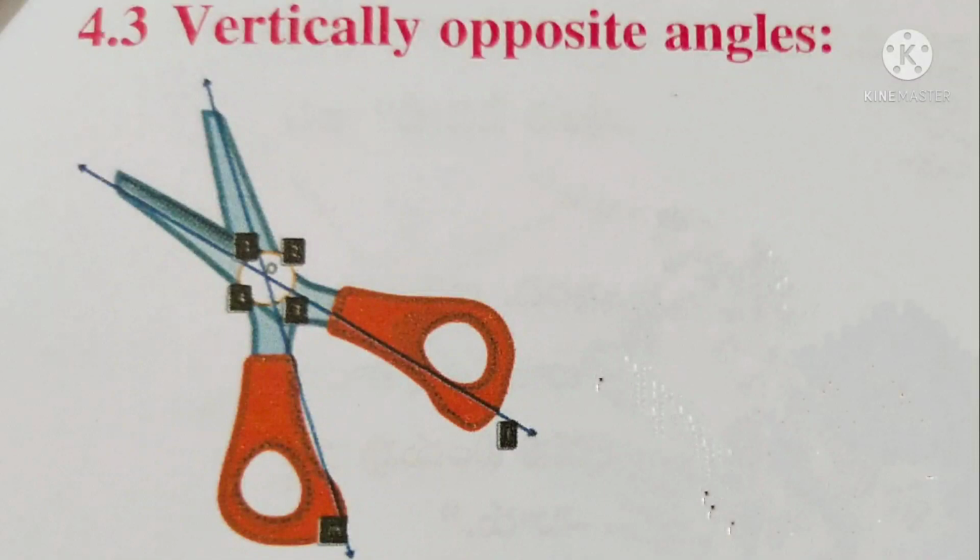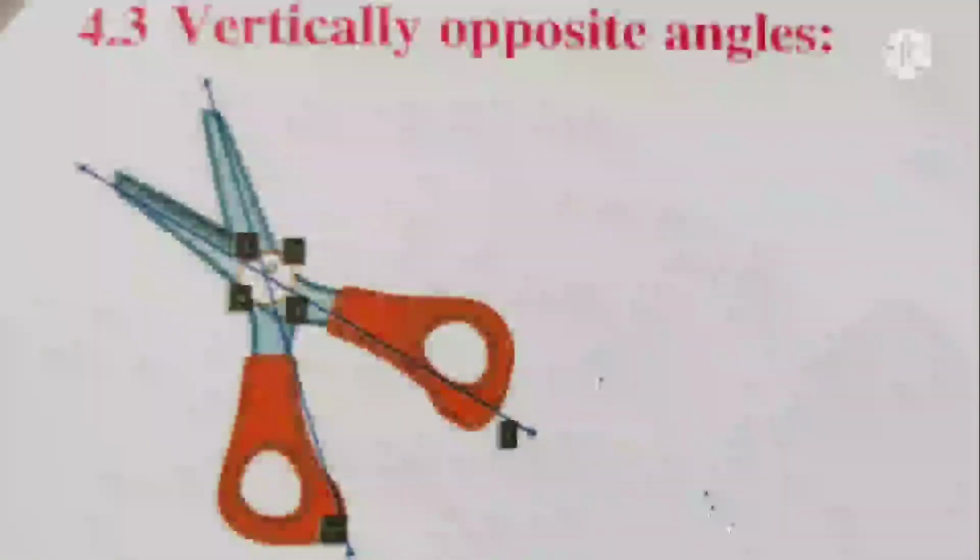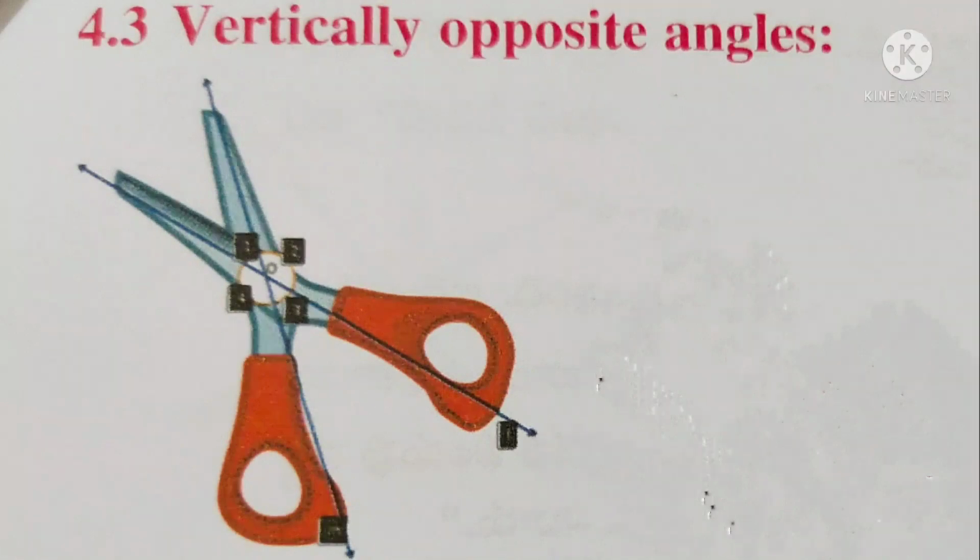The definition of vertically opposite angles: when two straight lines intersect each other, the pair of opposite angles formed at the point of intersection are called vertically opposite angles. Note this.